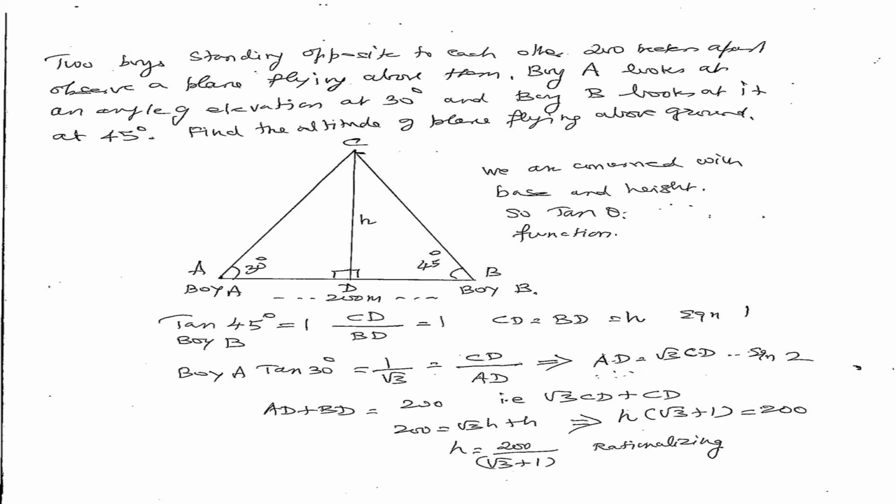By A, tan 30 degrees is equal to 1 by root 3, therefore CD by AD is equal to 1 by root 3. Cross multiplying, AD is equal to root 3 CD, equation 2. Now AD plus BD is equal to 200. That is root 3 CD plus CD, which is equal to 200, which is root 3 H plus H. Since CD is equal to H, that gives us H multiplied by root 3 plus 1 is equal to 200.